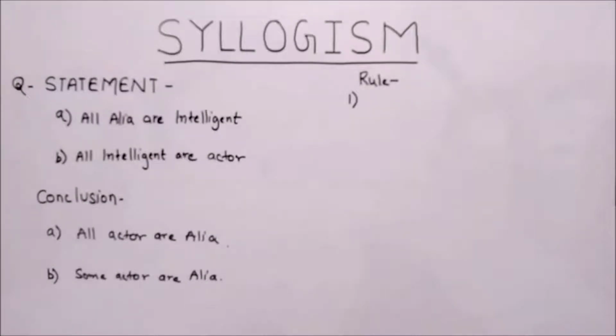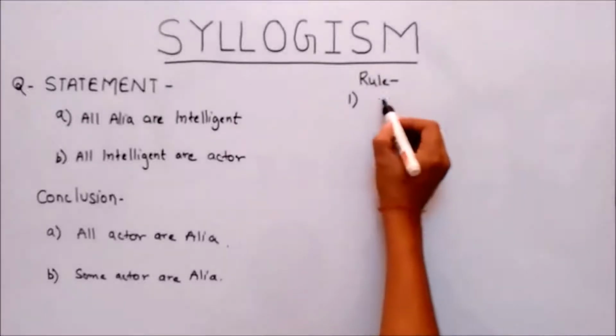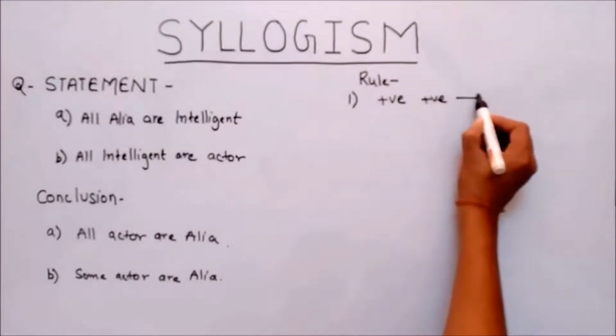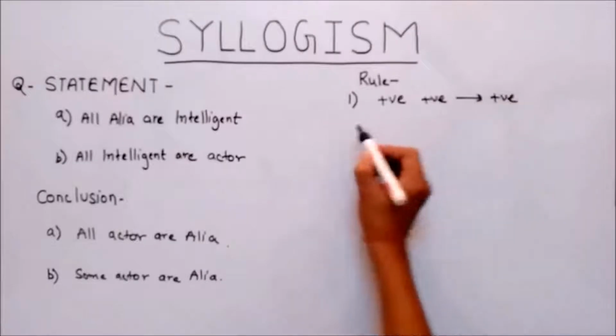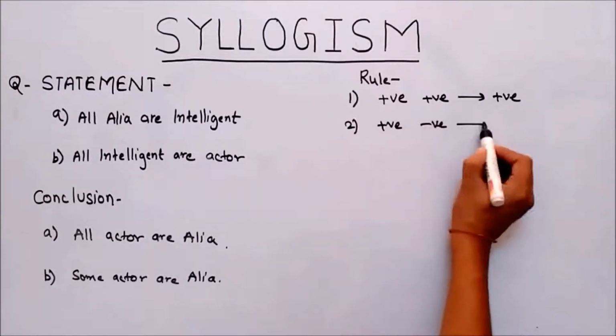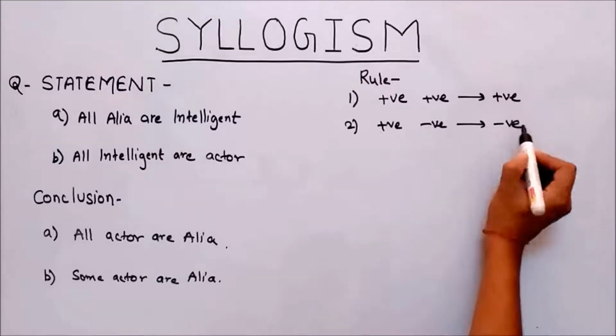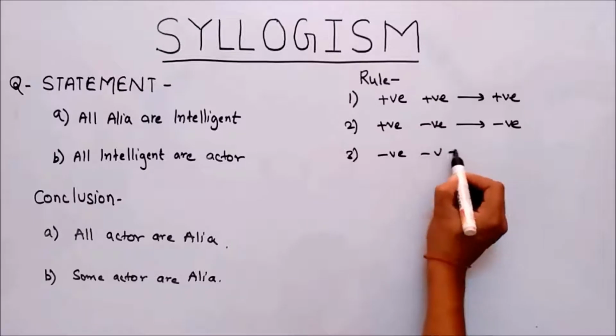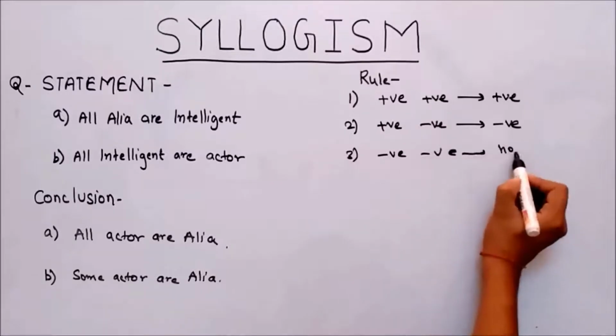For solving syllogism questions without using Venn diagrams, we have certain rules. First rule is we have to check the nature of statements. If the statement is positive and another statement is also positive, the conclusion is also positive. If the first statement is positive and the second statement is negative, then the conclusion is negative. Third, if both statements are negative, then there is no conclusion.